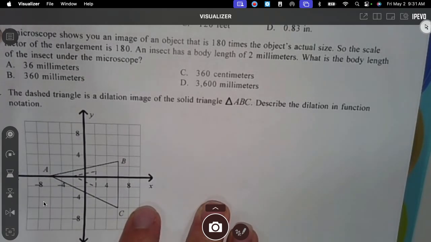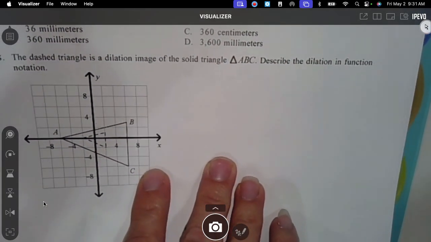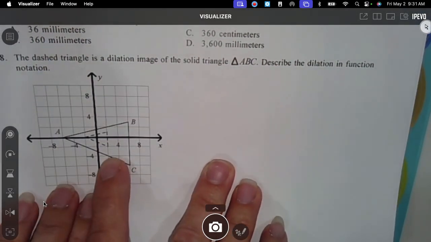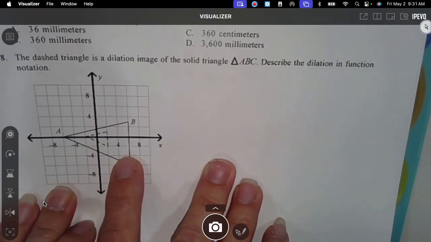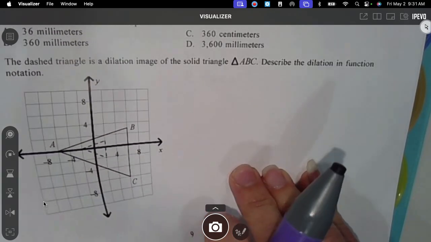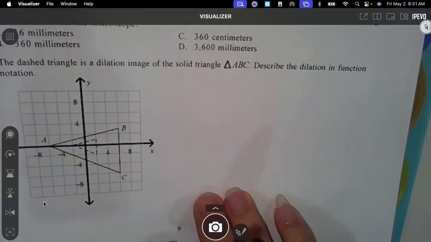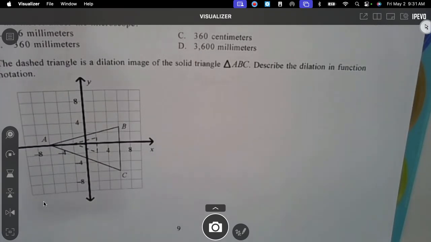All right, number 28. Can I keep going, y'all? Yep. All right. 28 says the dashed triangle is a dilation. Describe the dilation in function notation. Okay, I don't know if we did any like this on your worksheet. I can't remember. So how do we write the dilation? First of all, what letter do we use? D. Okay. And I'm taking a dilation of what triangle? Triangle ABC. I don't know if they put the triangle signs. They probably just put ABC.